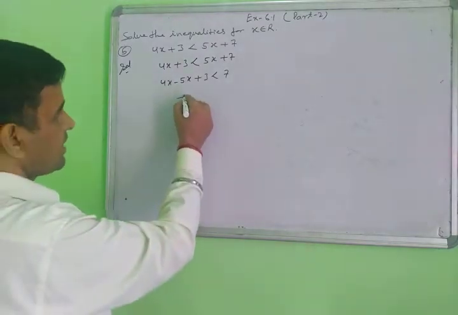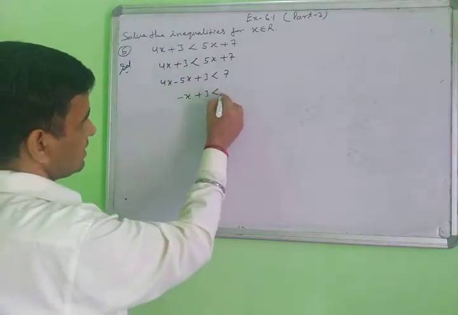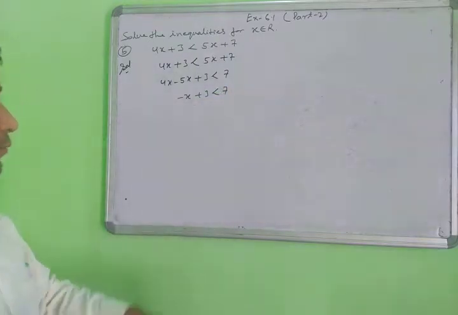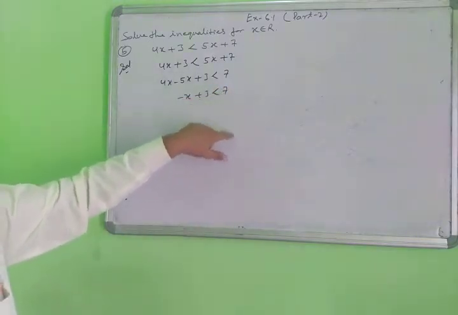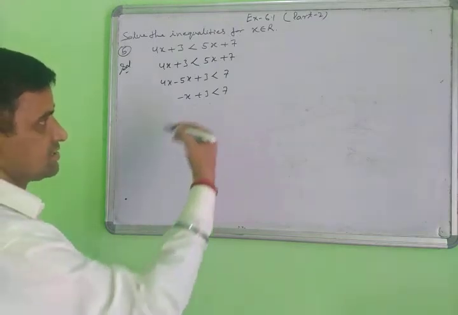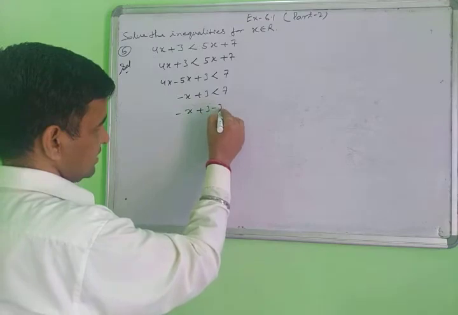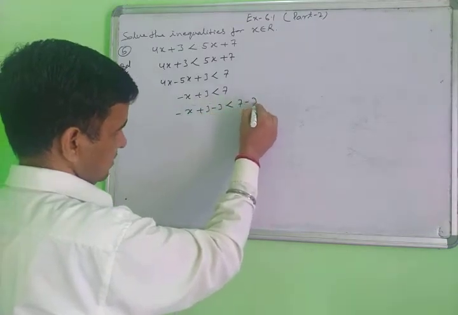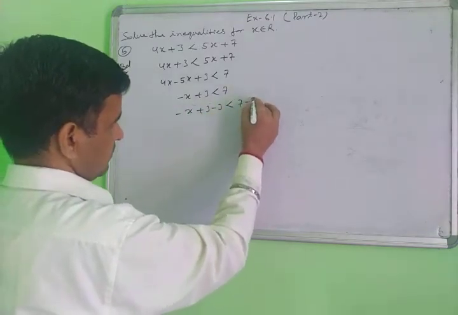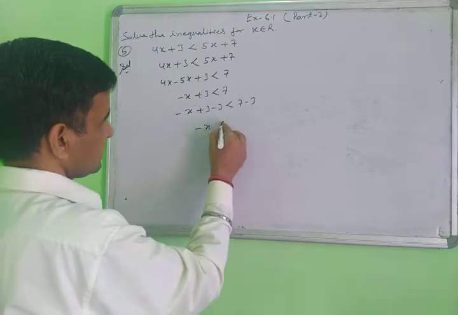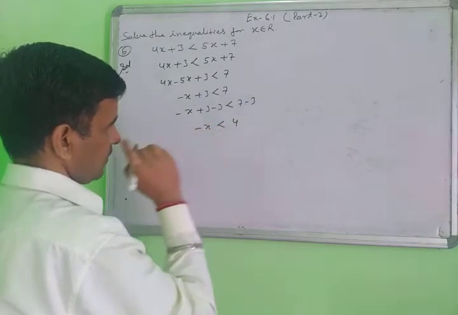What is left here? Minus x plus 3 less than 7. Now how to remove this 3? Transfer it to the other side, or add or subtract 3 on both sides. Minus x plus 3 minus 3 less than 7 minus 3. What is the value here? Minus x less than 4.